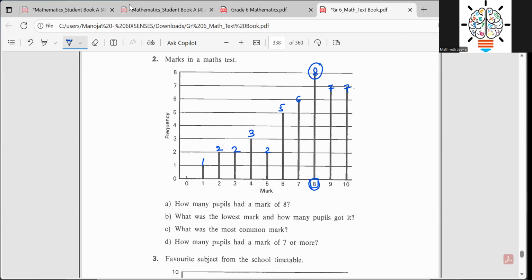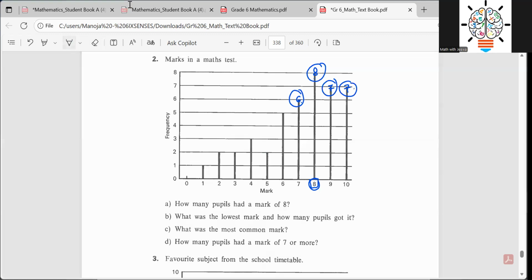How many pupils had a mark of 7 or more? 7 or more. So now you can understand why I have deleted this. We wanted to have 7 or more. So that means 7 or more, these ones, right? So then you want to get 6 plus 8, 14. 14 plus 7, 21. 21 plus 7, 28, right? 28 students have got 7 or more marks. It can be 7, it can be 8, it can be 9, or it can be 10. That is how it works, right?